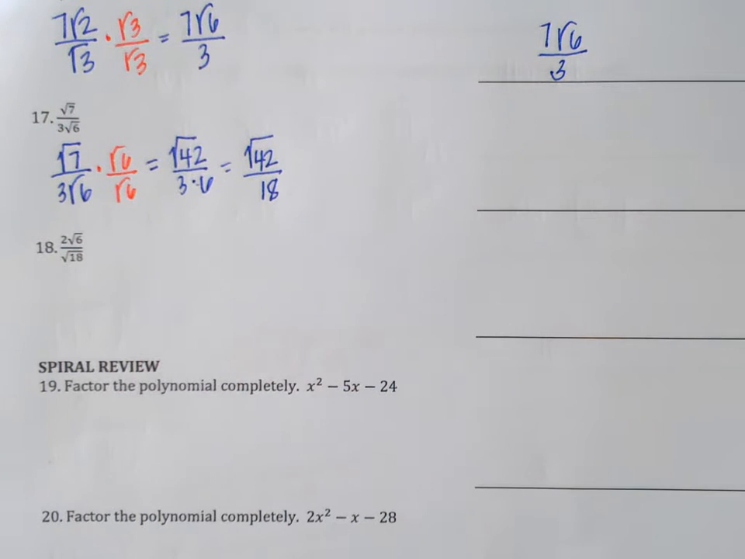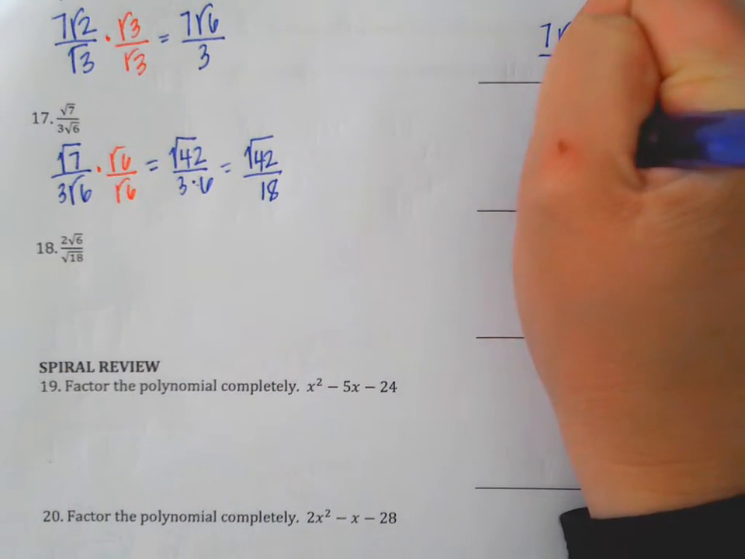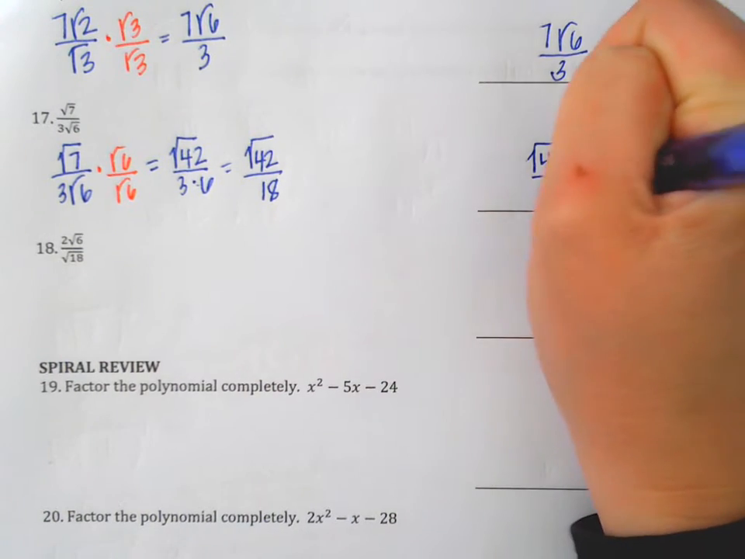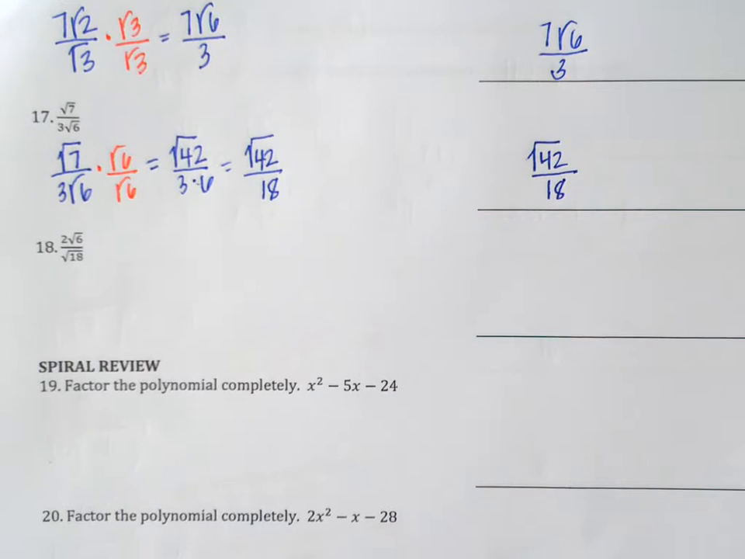Well, there isn't a perfect square that goes evenly into 42. We know it's 6 times 7, and 6 breaks up to be 3 and 2. So there's no pair of numbers that can simplify this further. So that is my final answer: rad 42 over 18.